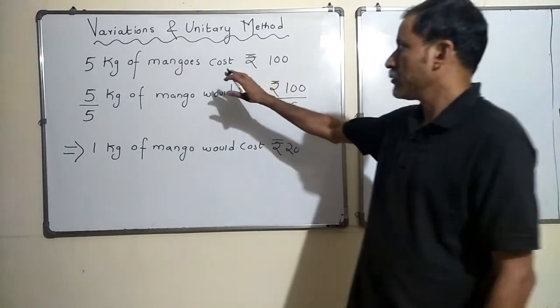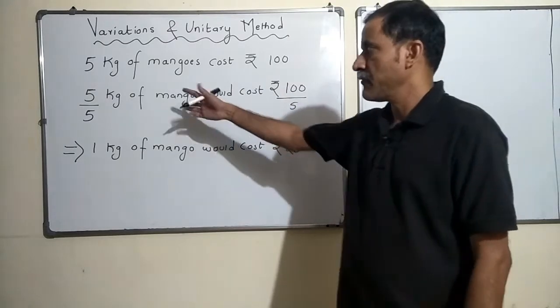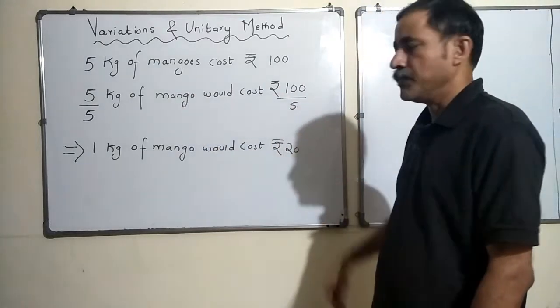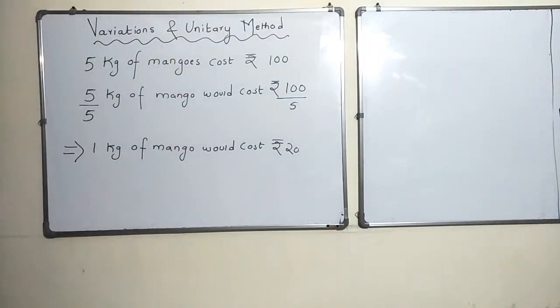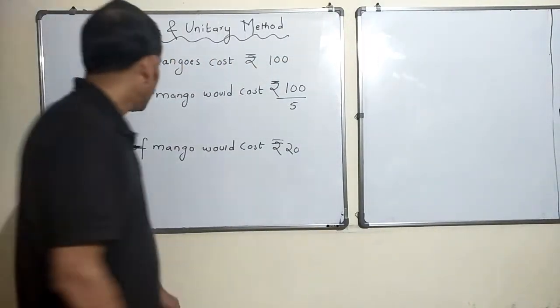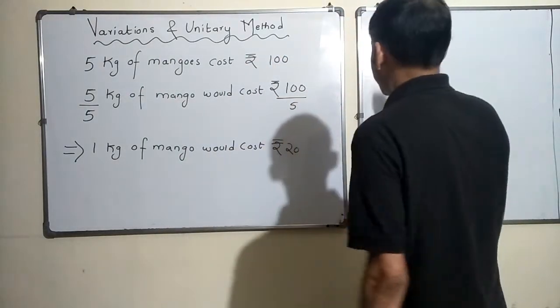5 kg of mangoes cost 100 rupees. So if I want to buy 1 kg of mango, it would be 20 rupees. Now this is correct. Okay. So now let's take another example. I'll keep the number the same, but a different situation altogether.